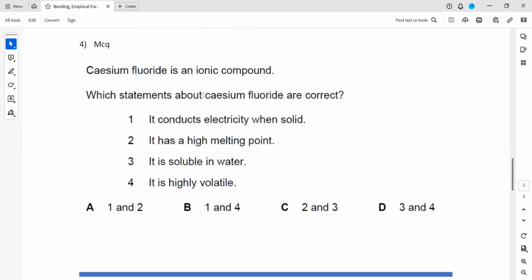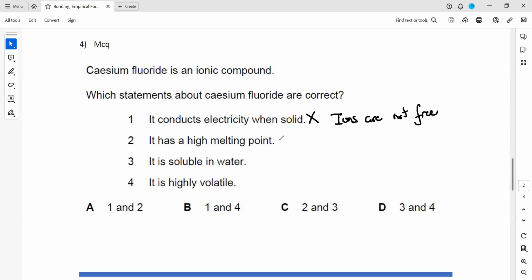In question 4, cesium fluoride is an ionic compound. Which statements about cesium fluoride are correct? It conducts electricity when solid. That is wrong. Ionic compounds cannot conduct electricity in the solid state because the ions are not free.